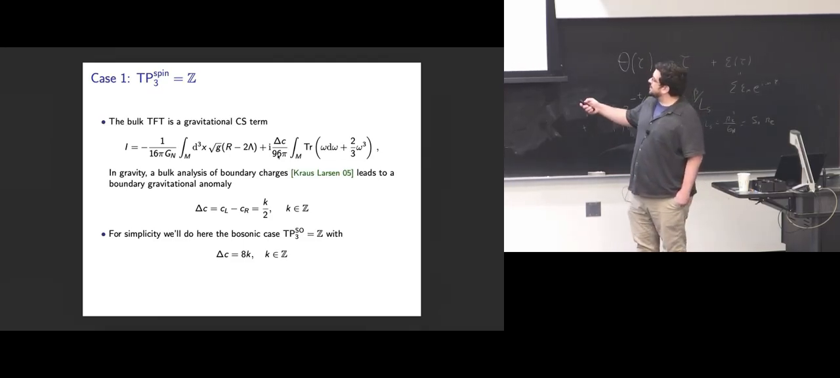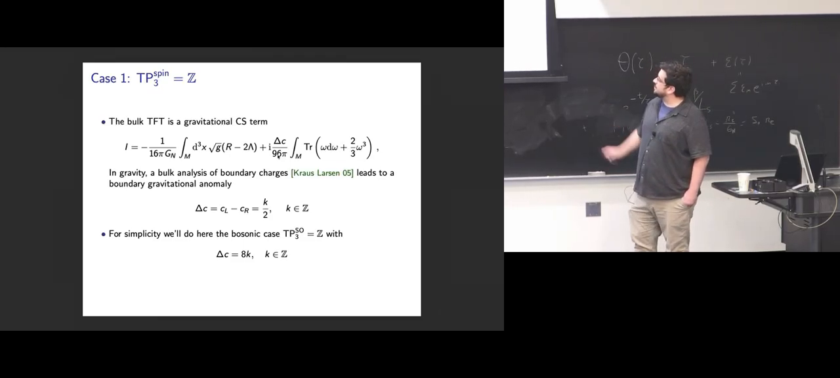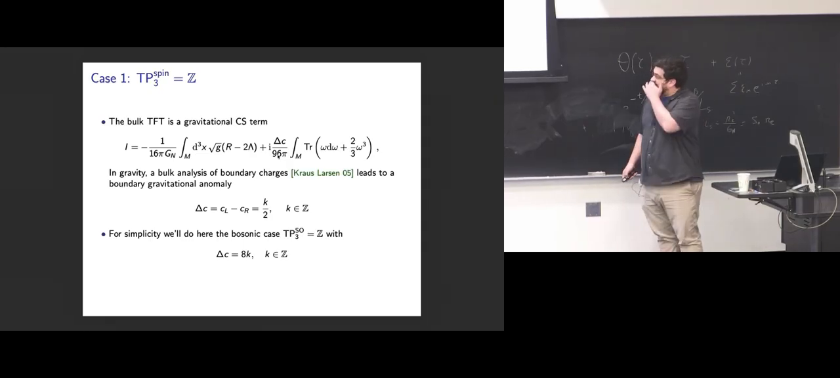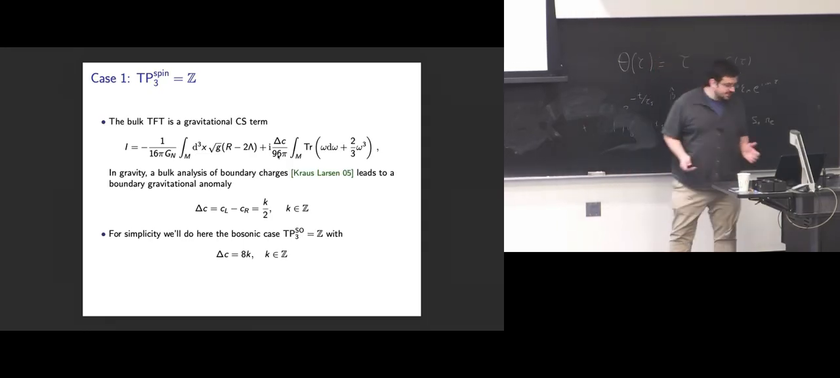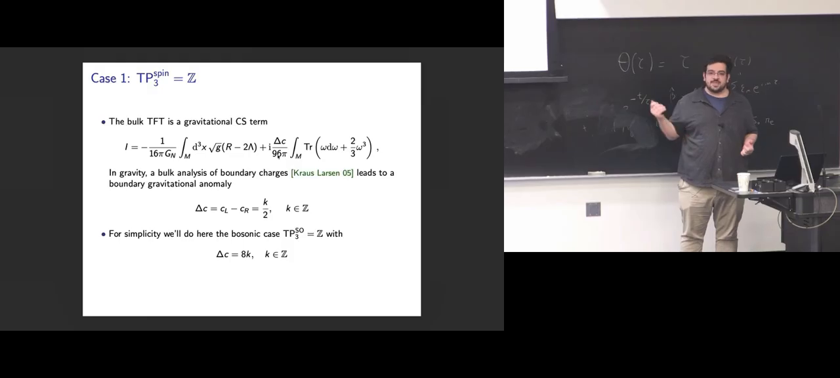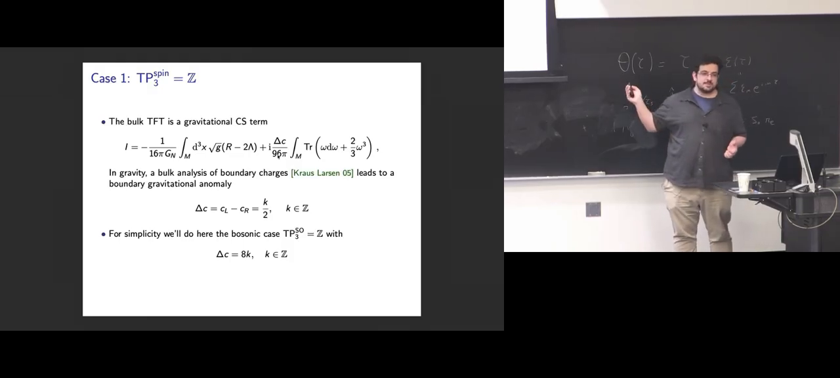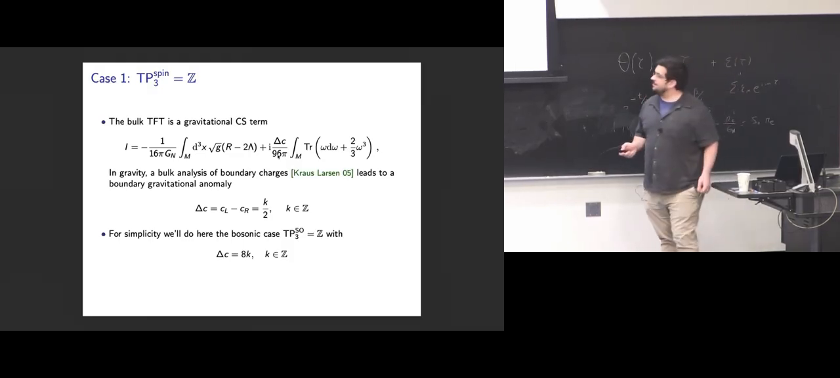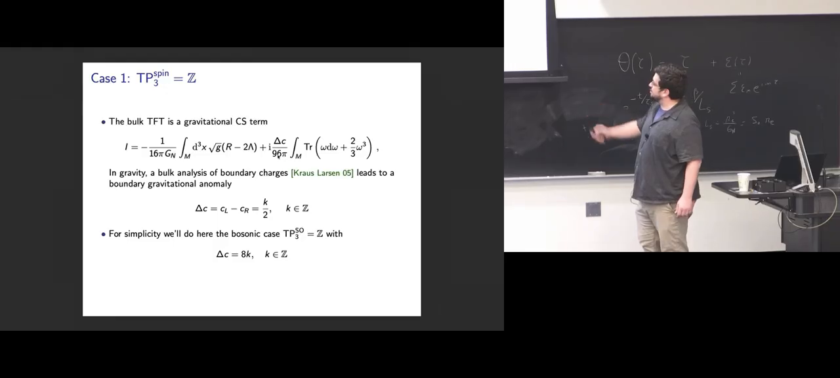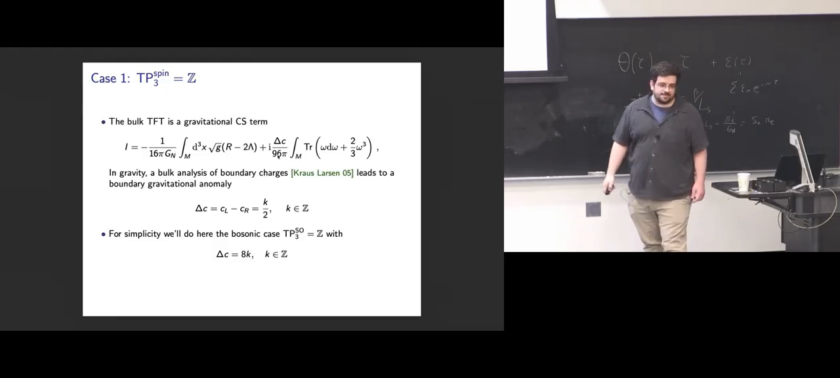This parameter has to be quantized. For spin structure, it has to be quantized by k/2, where k is an integer. For simplicity, since this hasn't been studied in bosonic gravity as far as I can tell, I'll just give the bosonic answer. In the bosonic case, this delta C has to be proportional to 8 times an integer.